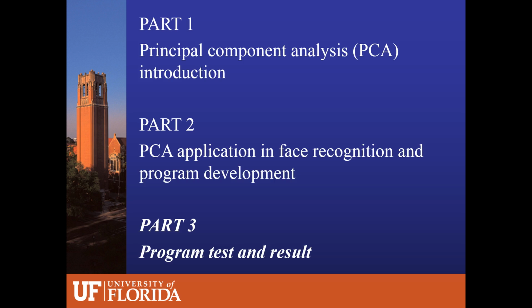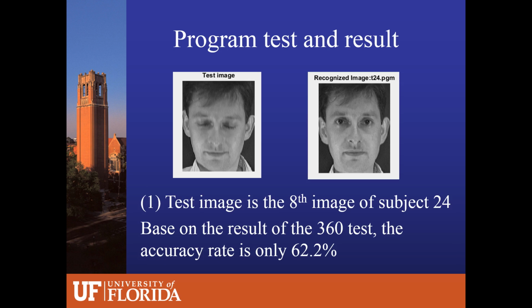Okay, then comes part 3. I'll show the program test and the result. First, this is the test image I chose. It's the 8th image of subject 24, and we can see the result. It tells us the confident image is T24, which means training image 24 is the first image of subject 24. So we know that they belong to the same subject, and obviously, if we simply look at these two photos, we will also know that the program gives the right answer.